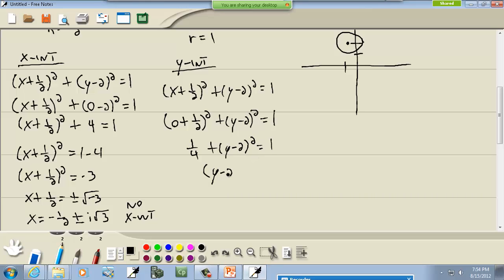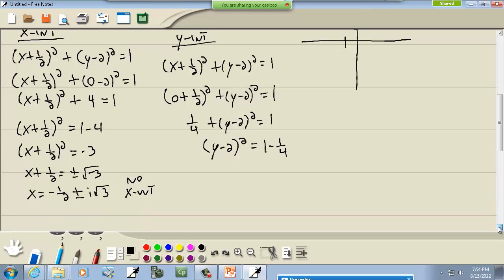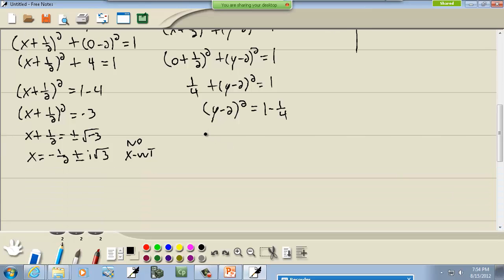Get the part squared by itself. So I'll take the 1/4 over to the right side. Anytime you take anything across the equals, the sign changes. We got (y − 2)² = 1, which is like 4 over 4, so this gives us 3/4. Square root property: drop your squared, put a plus or minus square root around the other side.